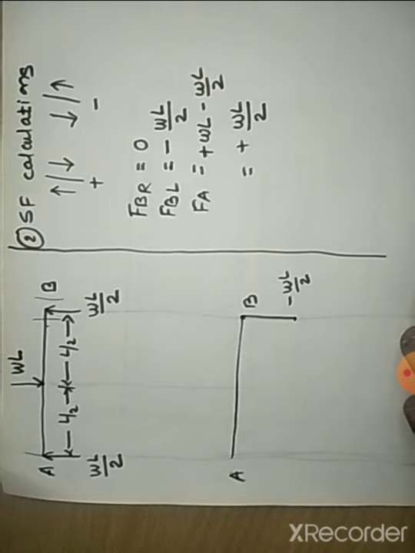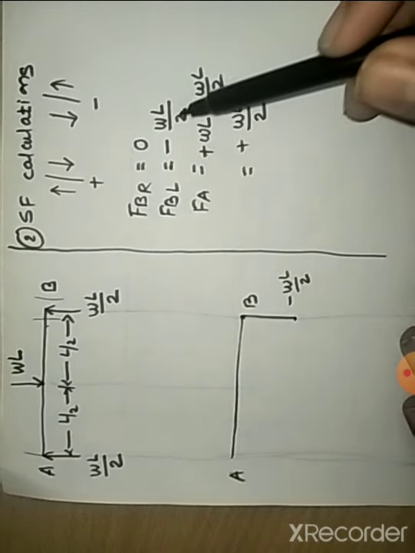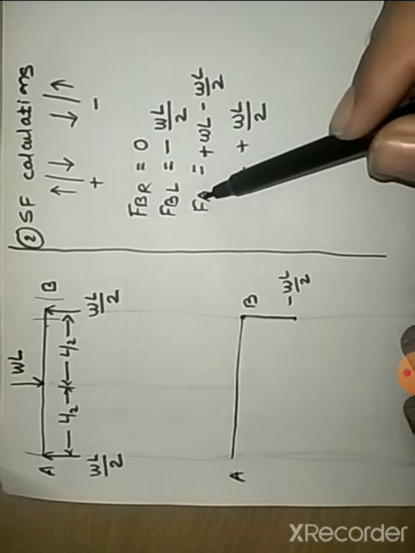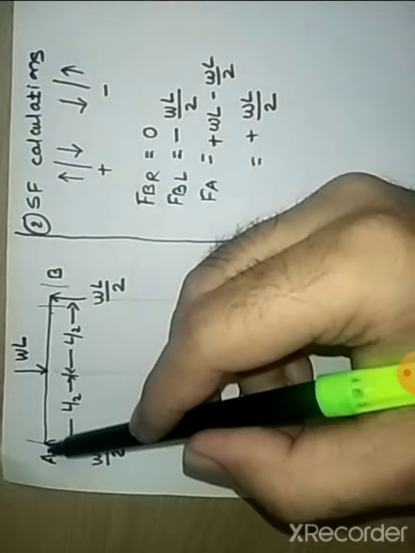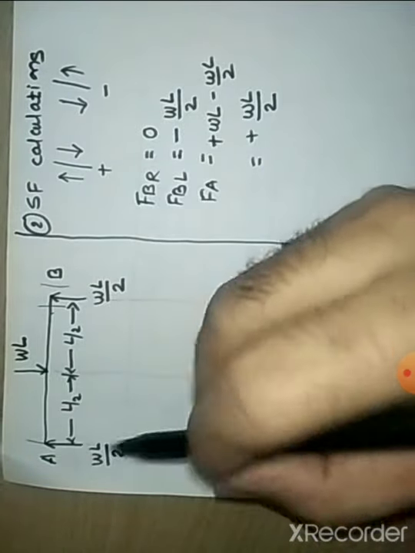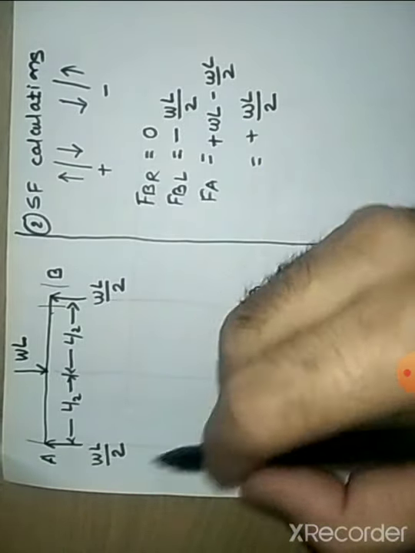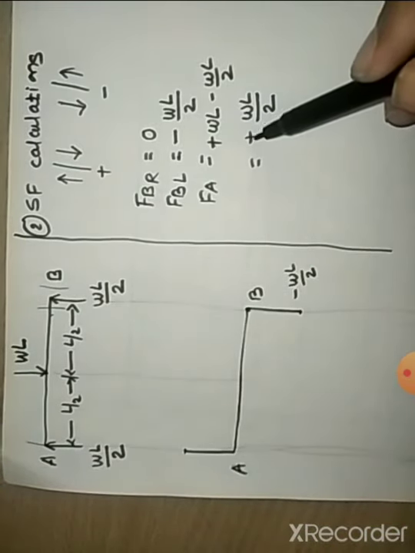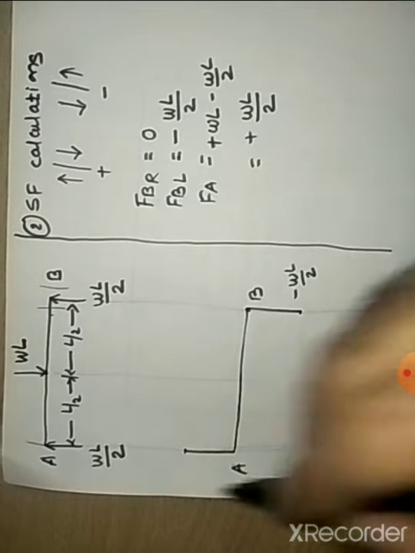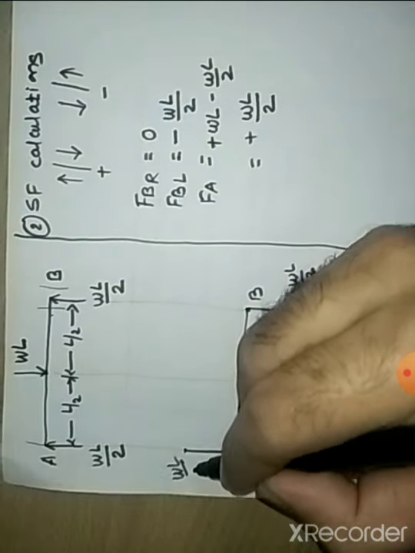Okay. Next, we can go directly to the force at A. It is plus WL by 2 because there will be a vertical load at A also. So the vertical load at A is increasing. Why is it increasing? Because it shows a positive sign. So it is plus WL by 2.